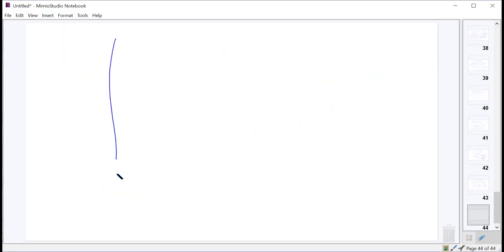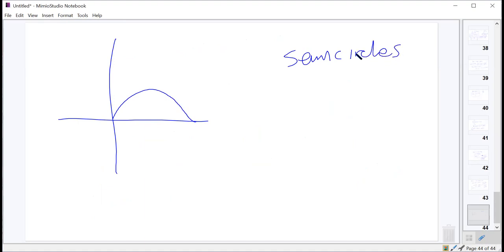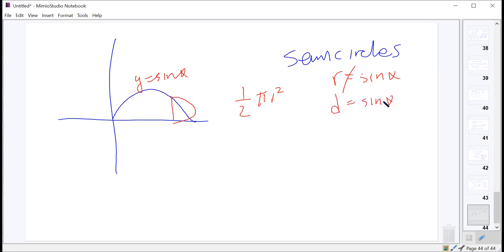One thing that causes an issue with these sometimes, let's just say we had sine x again, but this time we have semicircles. A lot of times people screw up semicircles, right? Because you think about a semicircle, you draw it in there and you're like, cool, 1/2 pi r squared, right? Well, then people end up saying that the radius is sine x, but that is not the case. The radius is not sine x, the diameter is sine x. So if they give you semicircles, make sure you end up with 1/2 sine x, or 1/2 of whatever that is.